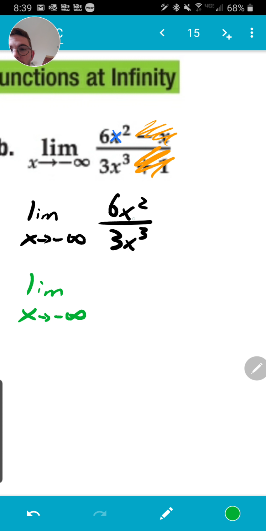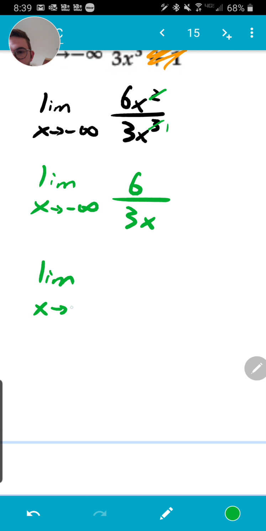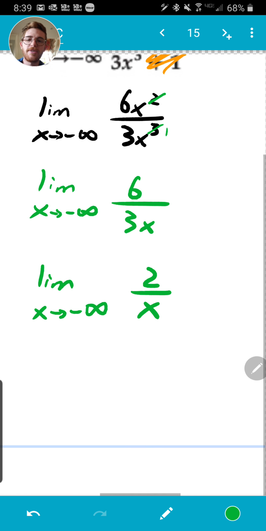On the top and the bottom, there's some x's. Cancel out 2 x's on the top with 2 x's on the bottom, leaving us with 6 over 3x. The 6 over 3 also can simplify. We have 2 over x.